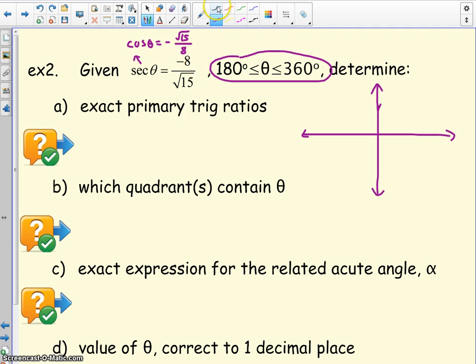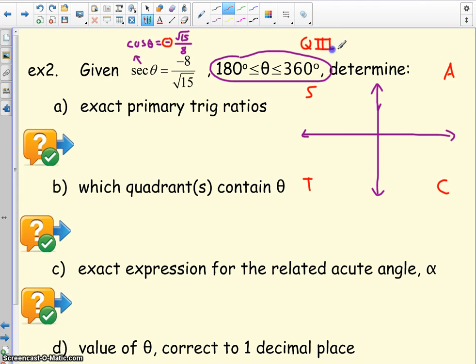Well, the key here is the fact that the cosine ratio here is negative. Looking at our CAST rule, the cosine ratio is negative in 2 quadrants: quadrant 2 where sine is positive, and quadrant 3 where tan is positive. In 1 and 4, cosine is positive. So it's not possible for this one to be in quadrants 1 or 4 because the cosine ratio would have the wrong sign. That would leave us between quadrants 2 and 3, but since we have to be between 180 and 360, the only quadrant we could possibly be in is going to be quadrant 3.